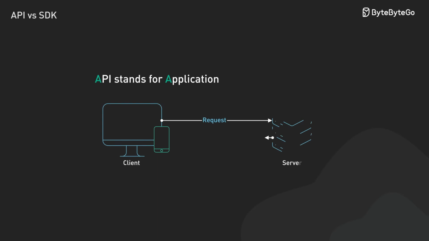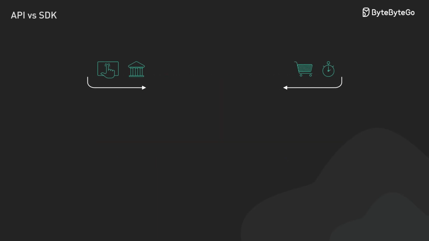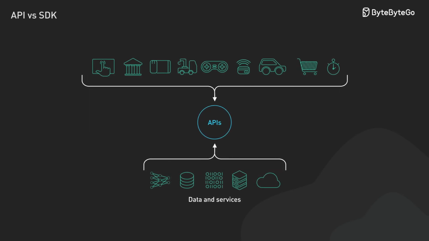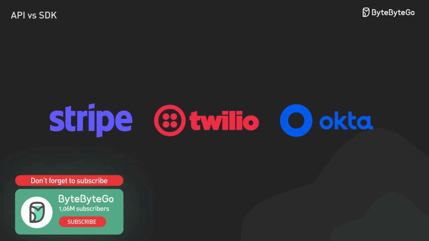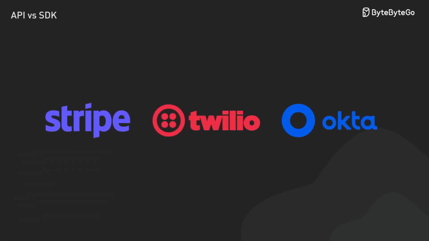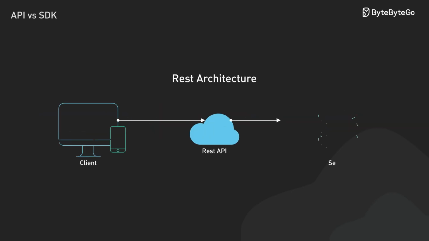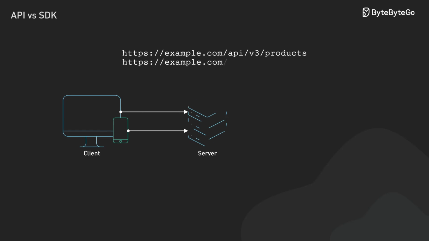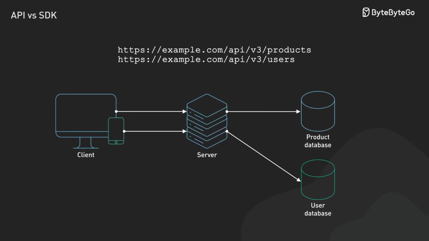Let's start with APIs, or Application Programming Interfaces. Think of them as universal translators that let different software applications talk to each other. Instead of building everything from scratch, developers can tap into specialized services that are already battle-tested and reliable. Most modern APIs use what's called REST architecture. It's a way of communicating through HTTP requests to specific URLs called endpoints.